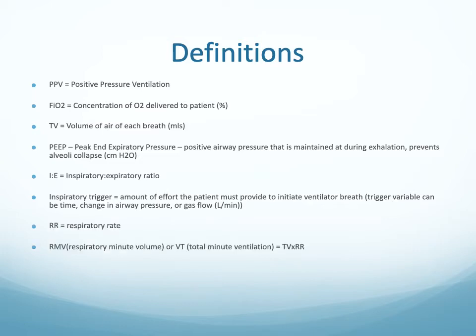RR obviously is respiratory rate. Your RMV or your MV is your total minute ventilation or respiratory minute volume, and that is a product of your tidal volume and your respiratory rate. PIP is peak inspiratory pressure. That is the maximum pressure that is delivered to the lungs, and that's at the height of inspiration, and that's measured in centimeters of water.